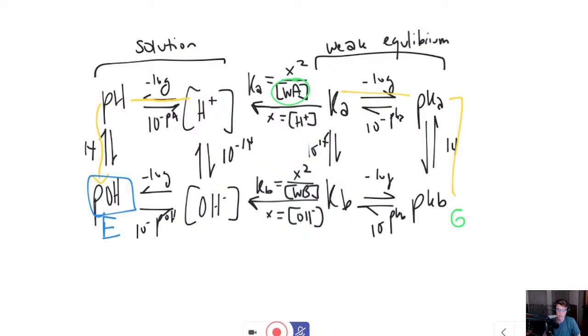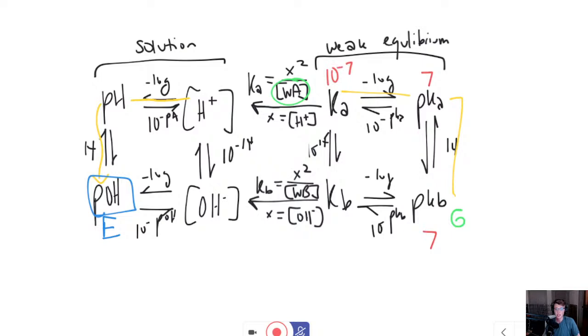So let's just go ahead and again put some numbers to this. We'll put these numbers in red so they kind of stick out. So we'll say the pKb is, sure, let's make it 7. So pKa is then 7 because that would equal 14, which means that the Ka for this is 10 to the negative 7.